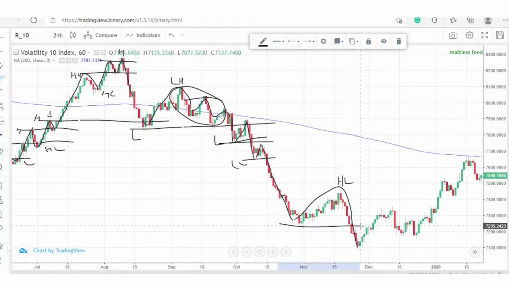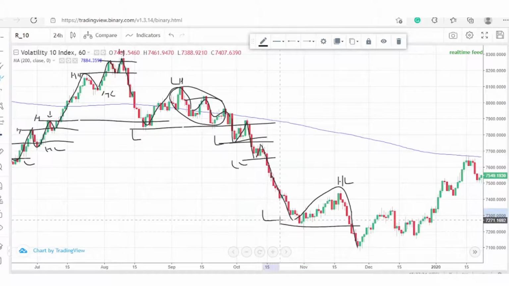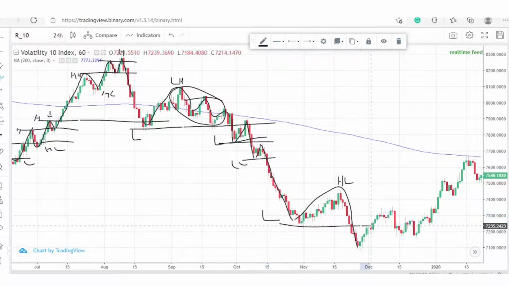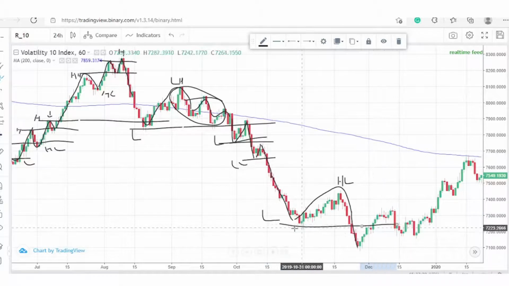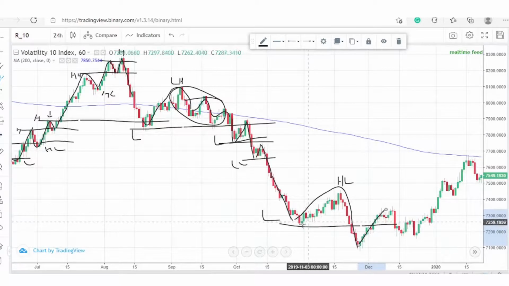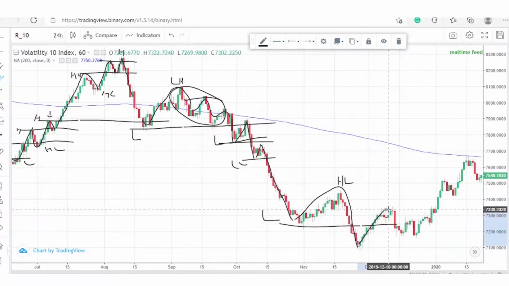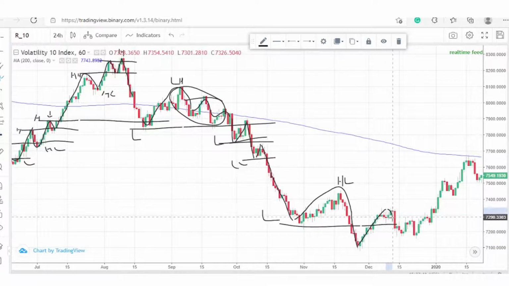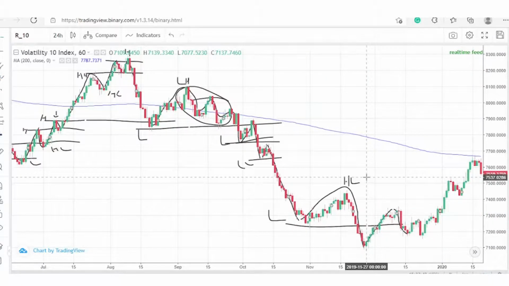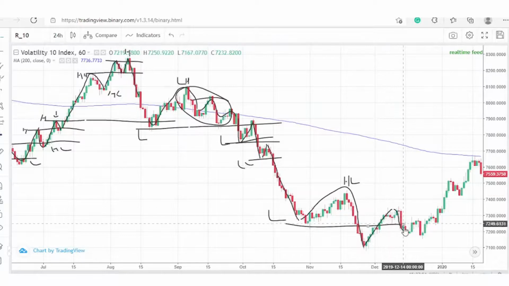The market broke this low here. This is a low right here, so we're expecting the market to retest this low, but the market pulled in deeper, breaking this low here. So now we are anticipating a reversal is about to happen. Then the market pulled up and formed a double bottom.